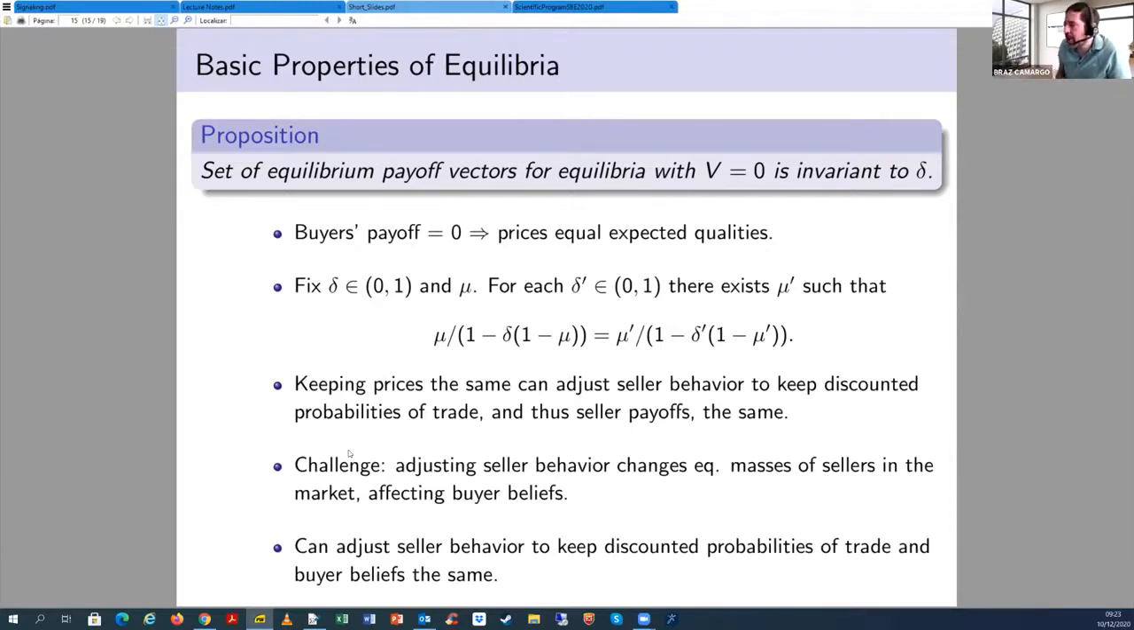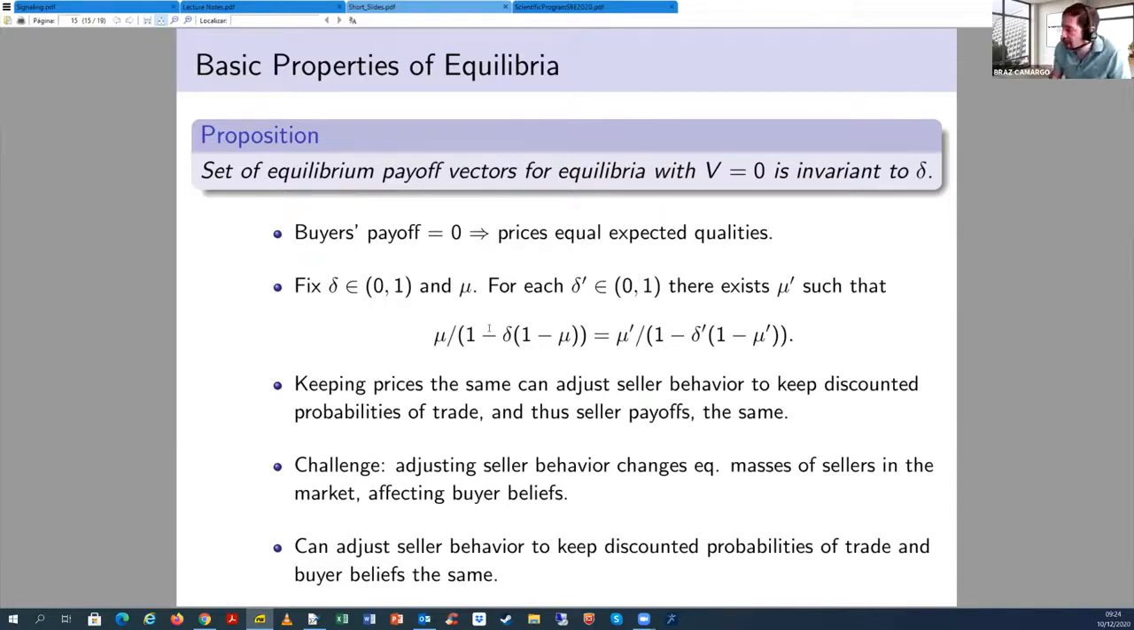So what happens when buyers' payoffs are 0? When buyers' payoffs are 0, prices have to be equal to the expected quality of the good. Now fix a discount factor and a probability of trade. I can look at the term on the left hand side. This is the discounted probability of trade when the instantaneous probability of trade is mu. Now imagine I have a different discount factor delta prime. I can always change the instantaneous probability of trade to a new value mu prime such that the new discounted probability of trade is equal to the original discounted probability of trade.